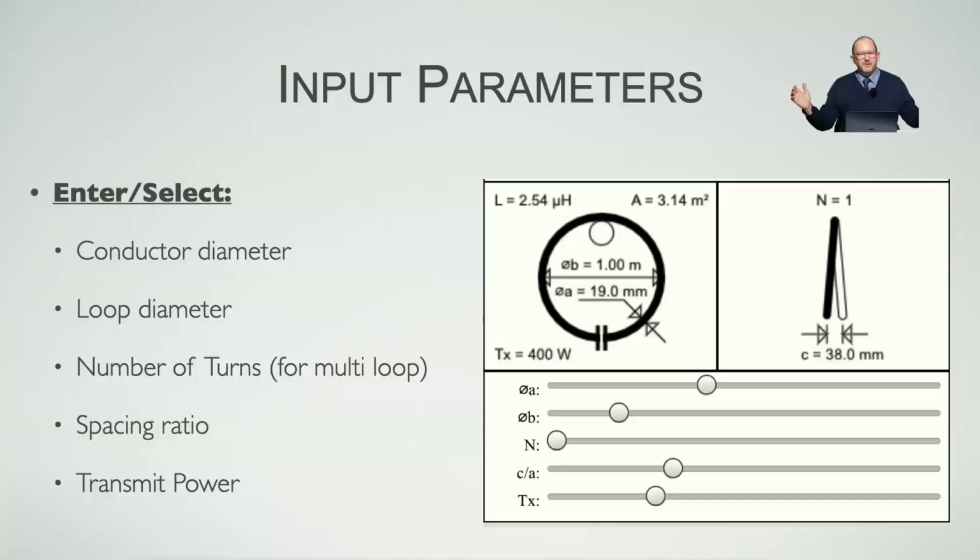And I think diameter feels more intuitive anyway. And then the third one, for a multi-loop case, you select N, which tells you how many. Most loops are going to be single loop, but if you wanted to do multiple turns, then you can do it as well. And in that case, when you do multiple turns, the CA is the spacing ratio, the ratio of the gap between the coils to the diameter of the conductors. And then finally, transmit power. So that would predict the AC currents and the voltages across the capacitor, those sorts of things.